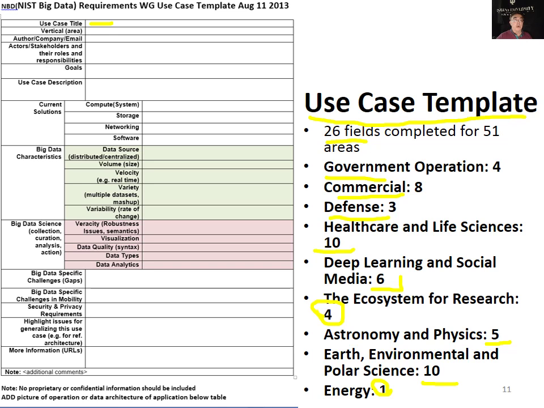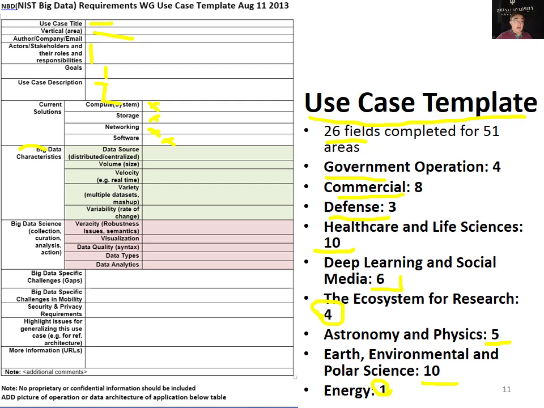We start off at the top with some rather general issues, the broad area, which I described here, the person who filled it in, who was involved in the use case, who gathered the data, who used the data, what the point of the use case was, and then the description technically of the use case. Then we looked at their current solution. What computers did they use? What storage? What networking? What software?